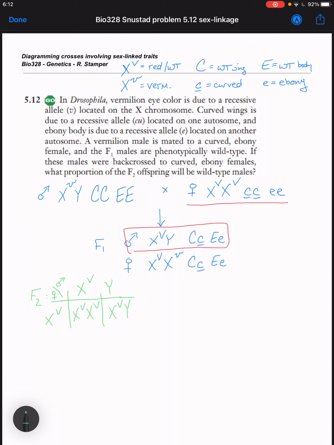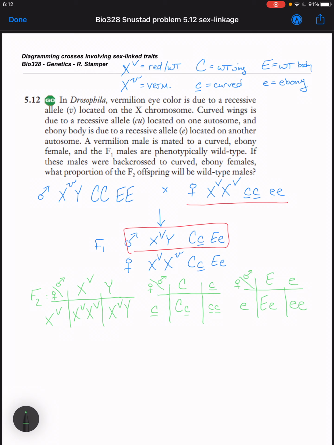Separate to that, I'll look at eye color, wing shape, I guess, next. And I'll keep my parents in the same direction. Okay, the female can only give me the recessive. The male had both. And so again, I get two possibilities. And then if I do a third little Punnett square with the body color, again, the female was homozygous recessive. The male is heterozygous. And so I get two possibilities.